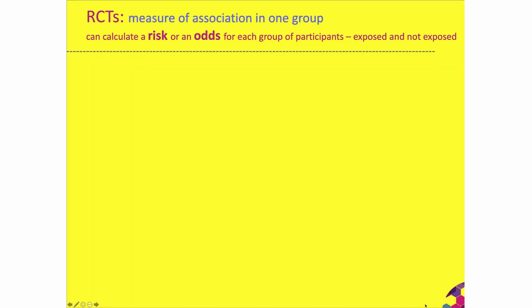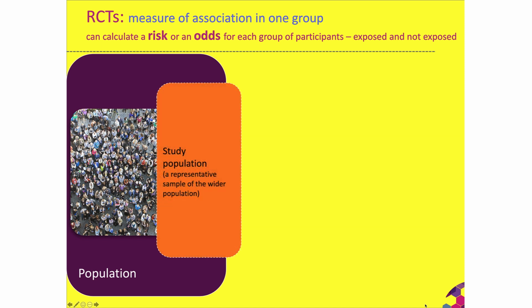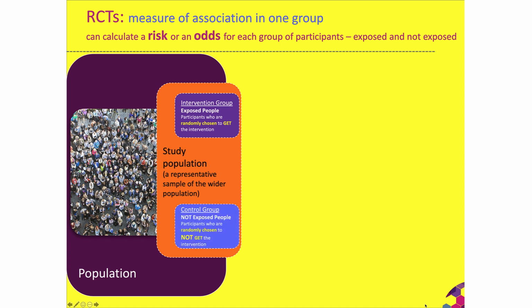So now let's look at how we can measure association in one group. That is, calculate the risk or the odds for each group of participants, the exposed intervention group and the not exposed control group. So again, we start off with our population. We recruit a study population. We then randomly choose our group of participants who are going to be exposed, and we'll put them in the intervention group. And then we'll randomly choose our participants to not be exposed, and they'll be put in our control group.